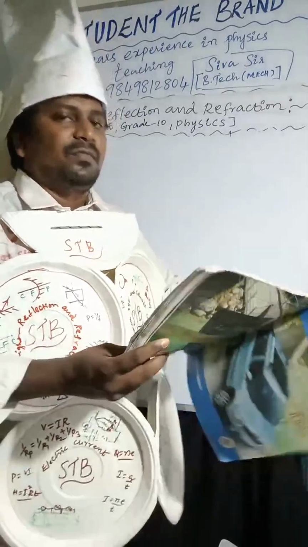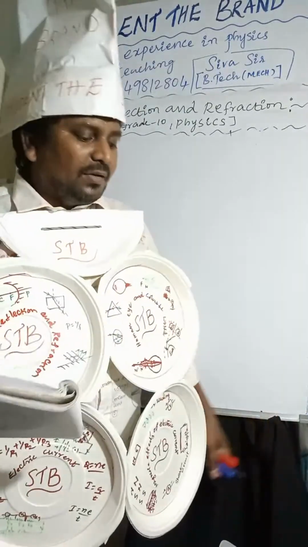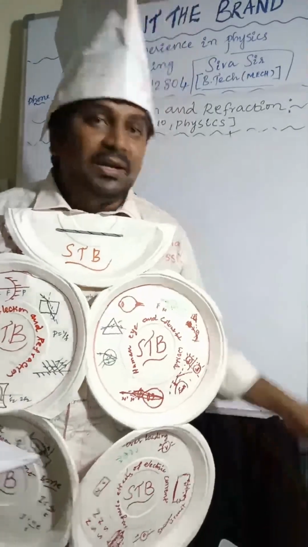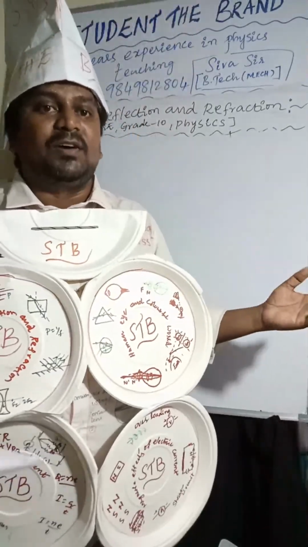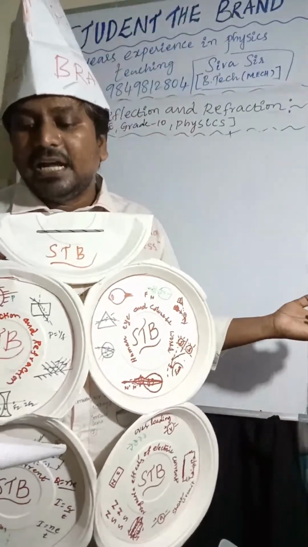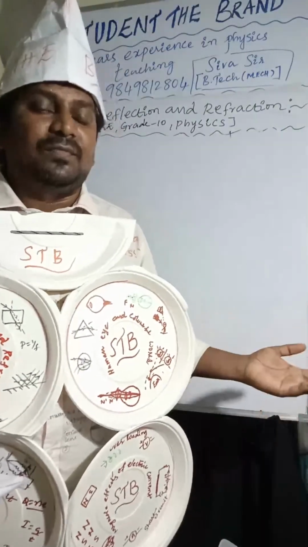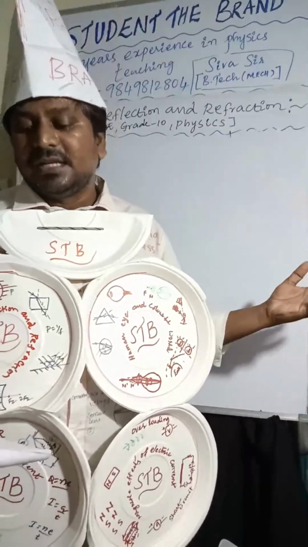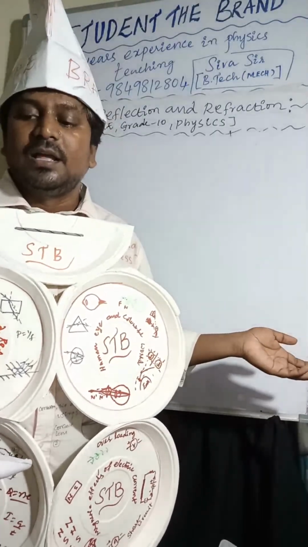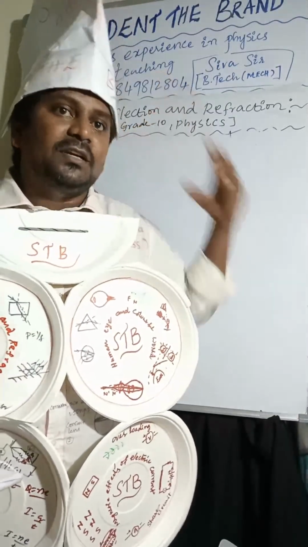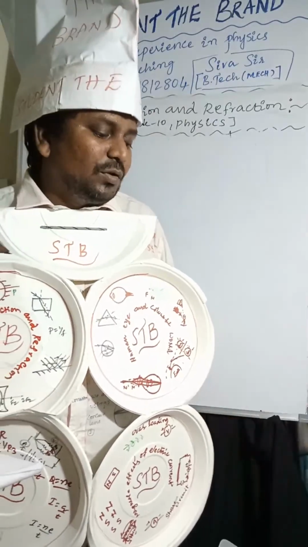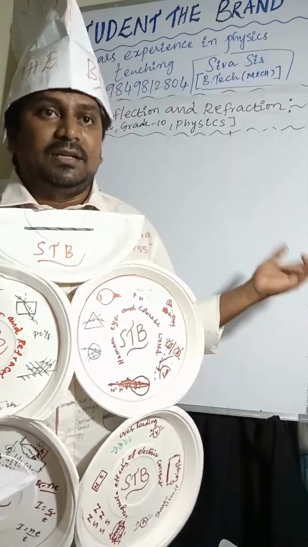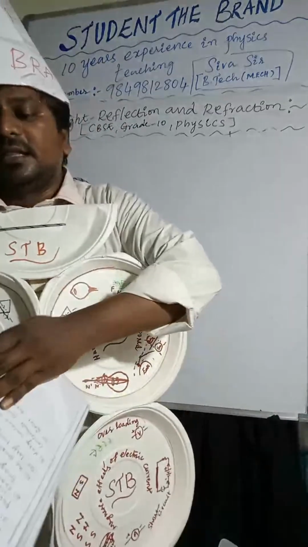Uses of concave mirror. Where do we use a concave mirror? A concave mirror is used in torchlights and vehicle headlights, where we get a parallel beam of light. It is also used in solar furnaces to concentrate the sun's rays, and by dentists to observe the teeth of the patient. That is about the concave mirror.